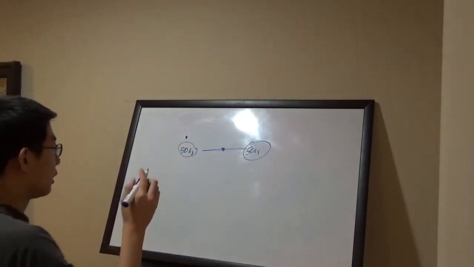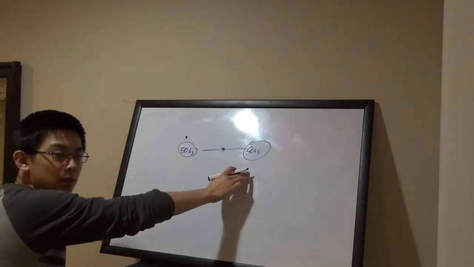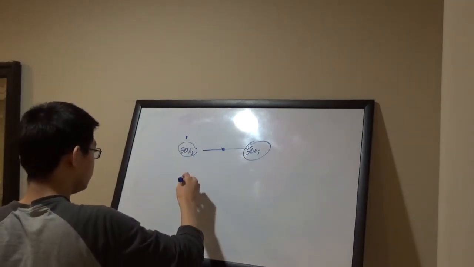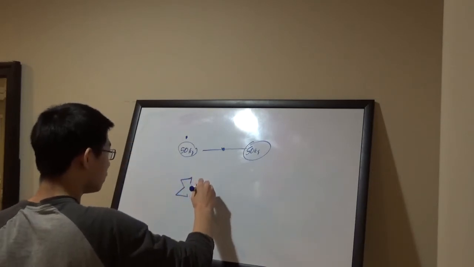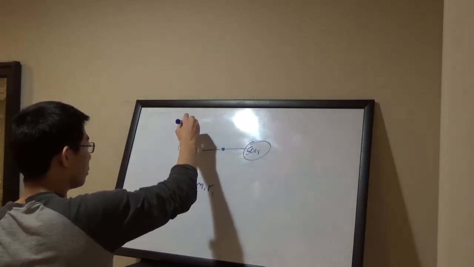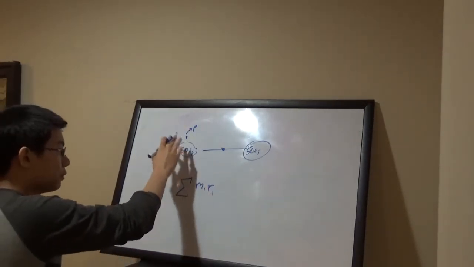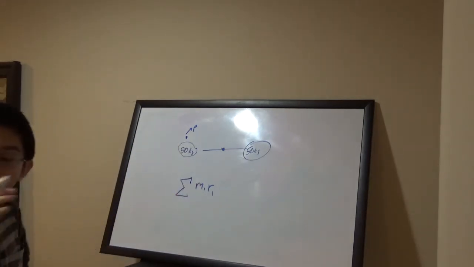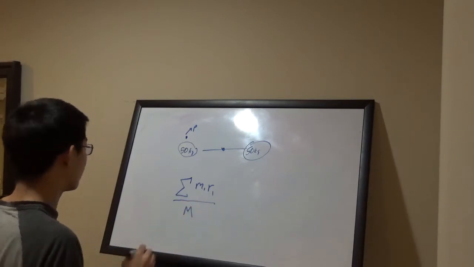Well, then what you do is you just take your mass times your distance. So the formula is equal to the sum of all the masses times the distances to your starting point. So I'll say starting point P. This R would be our distance from mass 1 to my starting point P. You sum all of these together, and then you divide by the total amount of mass.